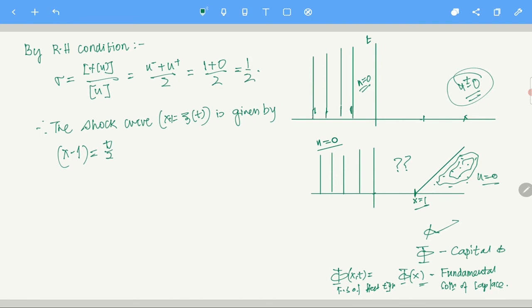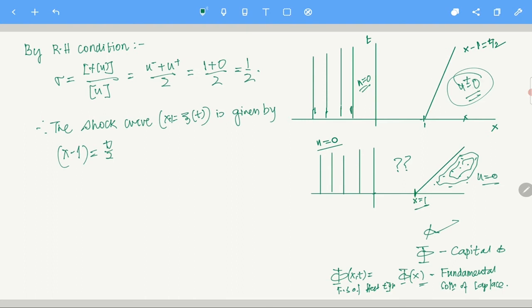Okay, see the shock curve from here, this is x equals 1, this is the x-axis, it starts from here, it goes on like this. So this is x minus 1 equals t by 2. That's the shock curve. Why is it like this? Because it starts from x equals 1. So in this whole region, u plus is going to be 0.